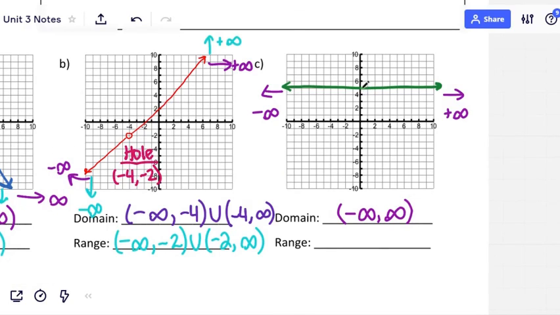Now I'm going to look at my range, my smallest value to my largest value. As I'm going down, the smallest value is at that point right there, which is -5. And as I go up, it doesn't go any higher than -5. So my range, the only value that it ever exists at is -5.